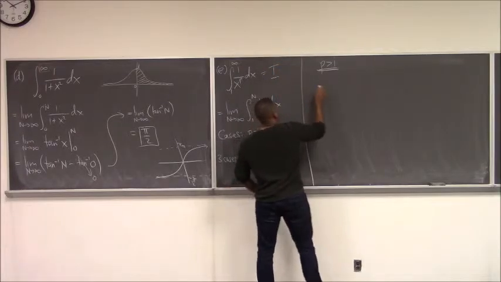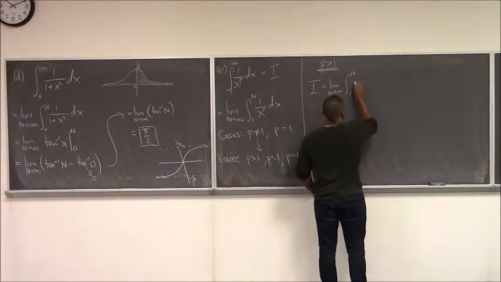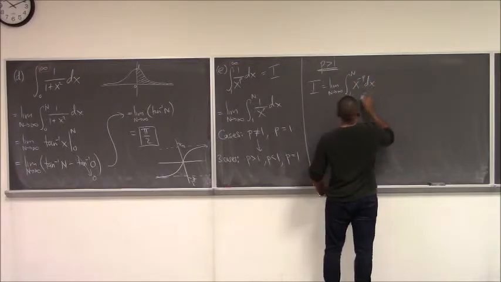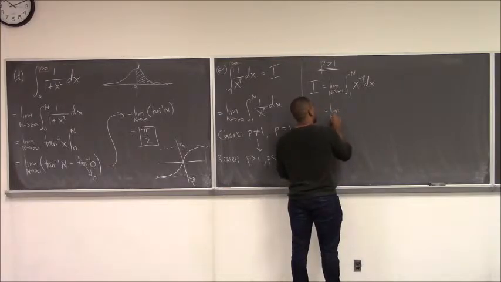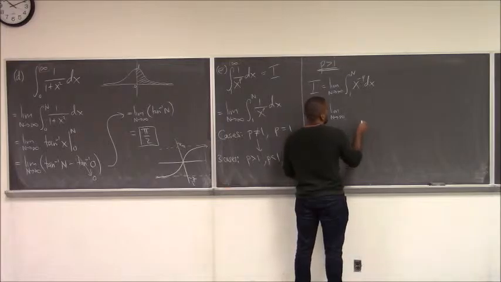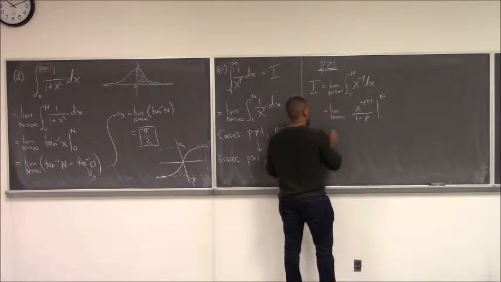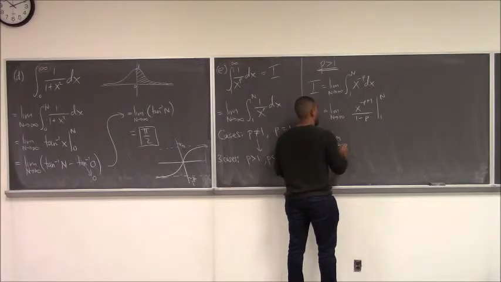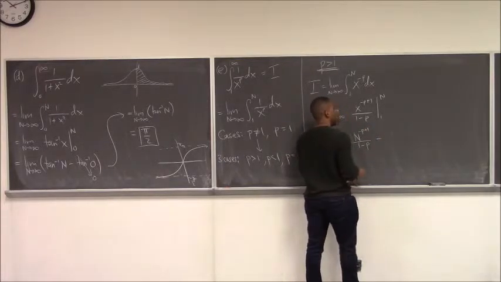call this I, then I would be equal to the limit as n approaches infinity of the integral from 1 up to n of x to the minus p dx. And p is larger than 1, so I'd actually apply the power rule here. This is the limit as n approaches infinity of, you add 1 to the power and divide by the new power. I can plug in n for x, and plug in 1 for x.